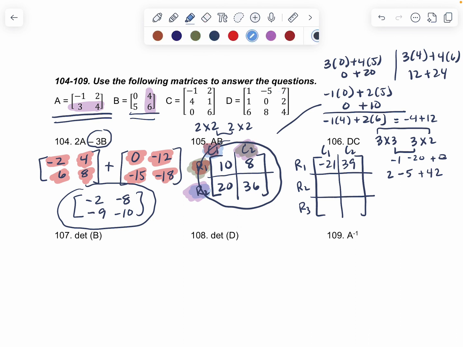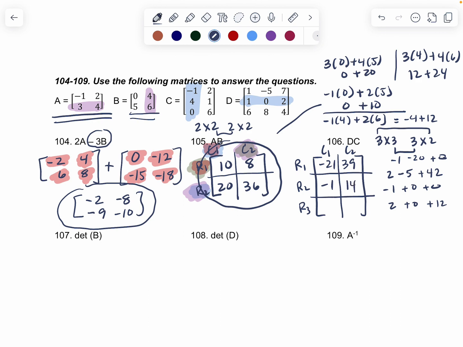So we have row 2 of D and column 1 of C. Putting that together, you're going to have 1 times negative 1, which is negative 1, 0 times 4, which is 0, and then 2 times 0, which is 0. So this is going to be negative 1. Then continuing this process, for row 2, column 2, you're going to have 1 times 2, which is 2, 0 times 1, which is 0, and 2 times 6, which is 12, so it's going to give me a 14.